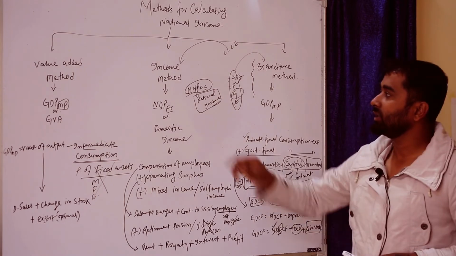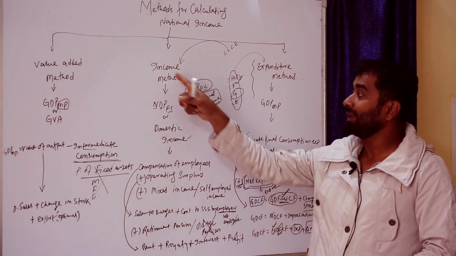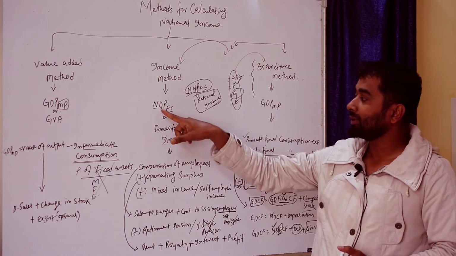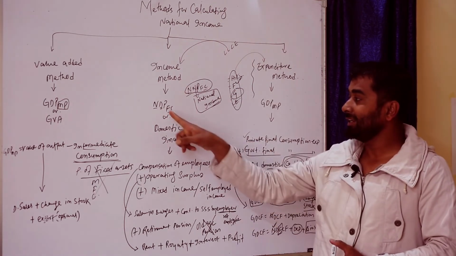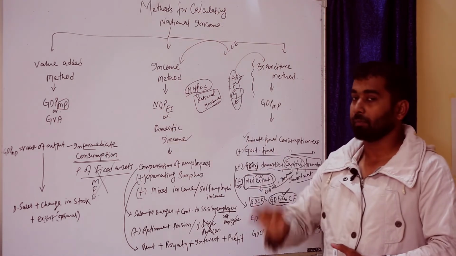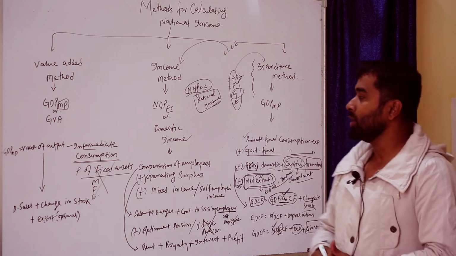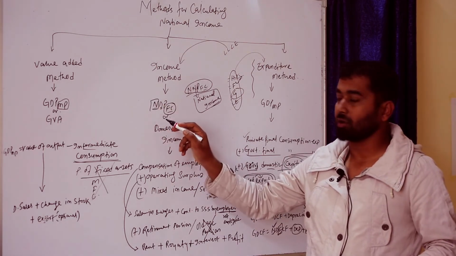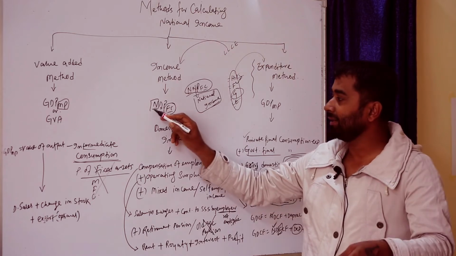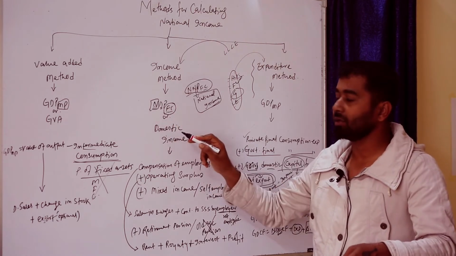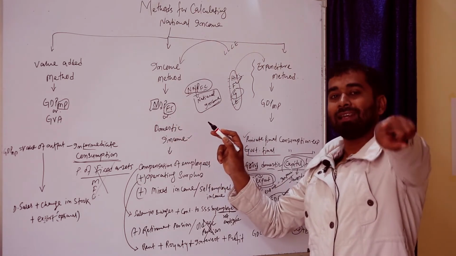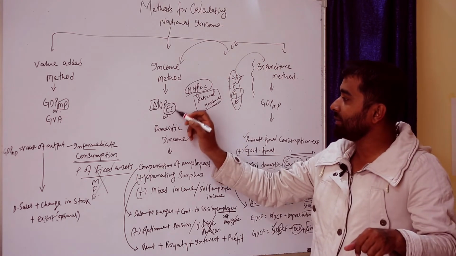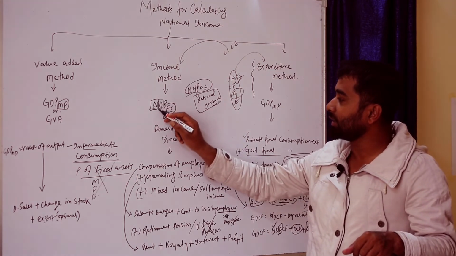Next, here in the income method, first you are using NDPFC, which is otherwise known as domestic income. One clarity I am giving you: N is net, and FC is factor cost. Anywhere you find net and factor cost, indirectly you can say this is income. For example, NDPFC is otherwise known as, with the middle one being domestic, domestic income.